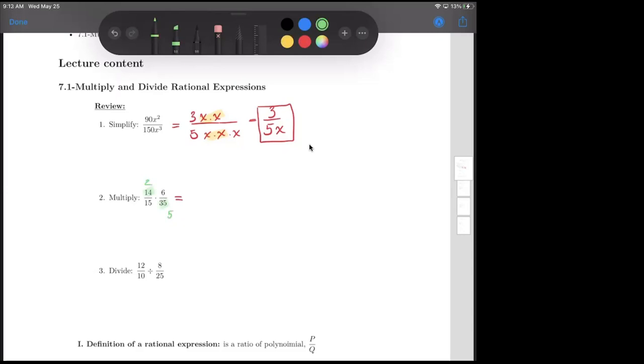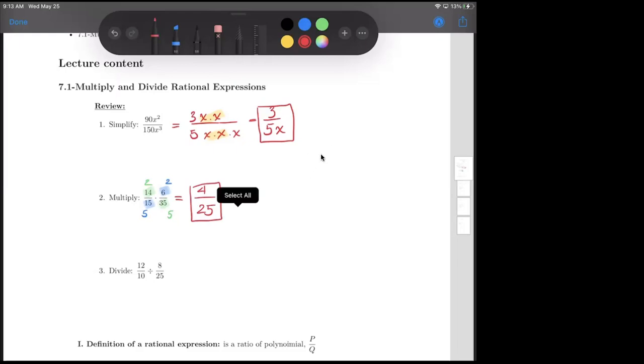And then the 6 and the 15, I can divide it by 3, right? So 6 divided by 3 gives me 2 up here. 15 divided by 3 gives me 5 down here. So 2 times 2 on the top is 4. And then 5 times 5 is 25. Or you can multiply across 14 times 6 over 15 times 35, and then you simplify it later, right? But it's kind of harder that way.